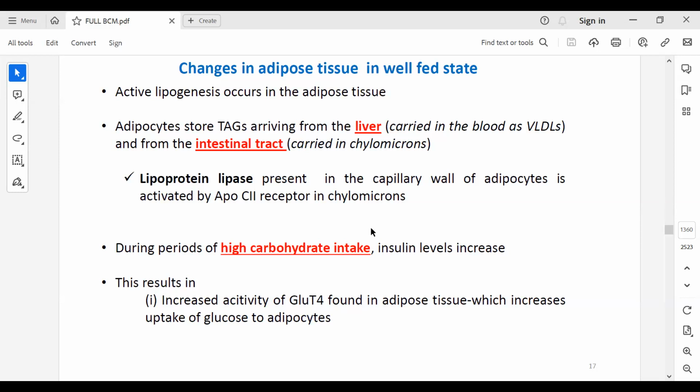And all this will be carried out by lipoprotein lipase, which is present at the adipose cells just outside there. It will break these triglycerides, which have glycerol and 3 fatty acids. So it will just release the fatty acids and then take in the fatty acids and store them.